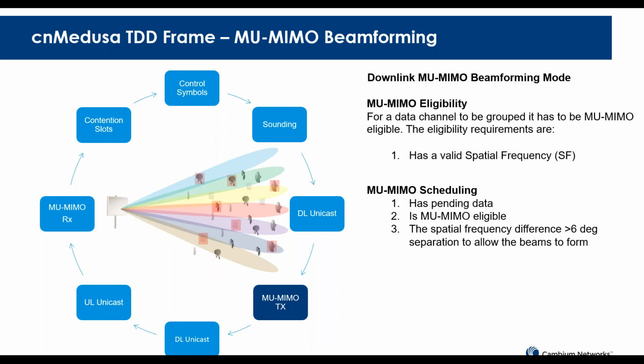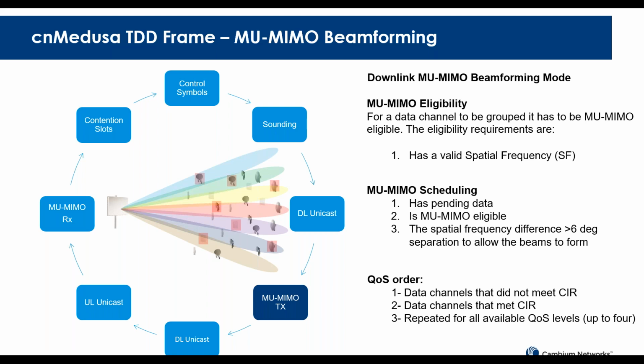This is because if the subscribers are too close to each other in azimuth, then the beams overlap too much and it's not possible at the receiver to separate the beams. So there has to be a minimum physical separation between the devices in order to be able to be part of the same group.